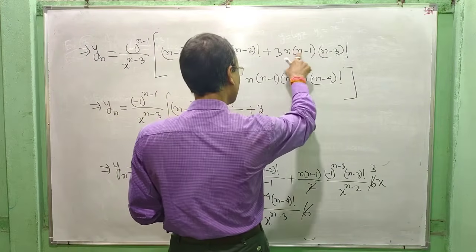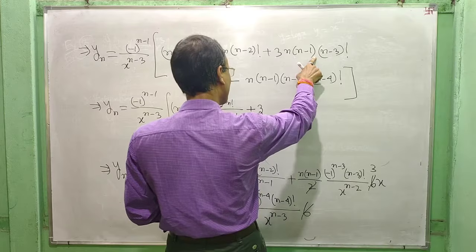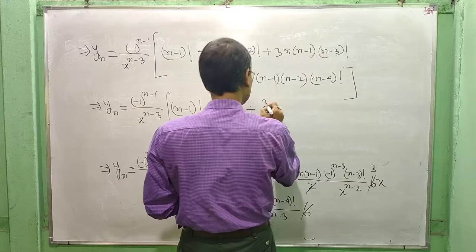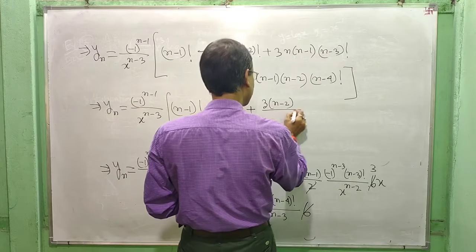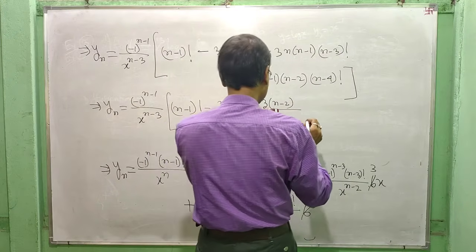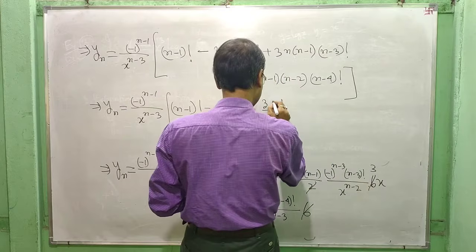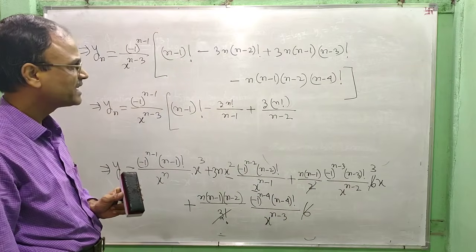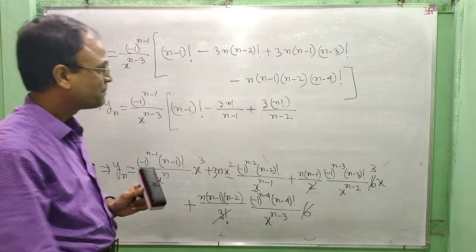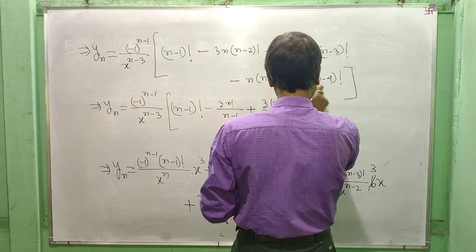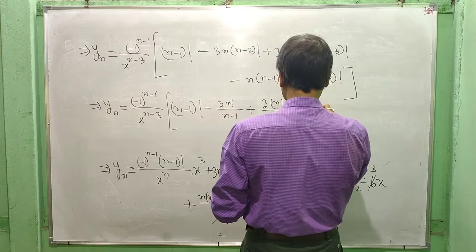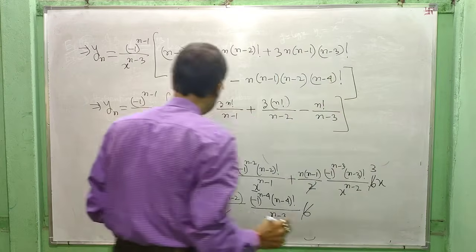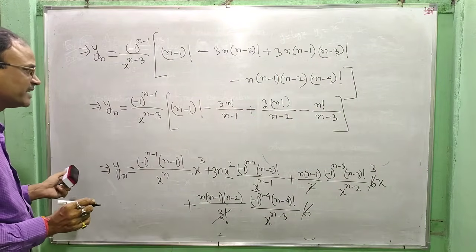Plus 3 times of, if you multiply numerator and denominator by n minus 2, then you will get 3 times of n minus 2 divided by n, you will get factorial n divided by n minus 2. Plus minus, it will be factorial n divided by n minus 3. It will be like this.